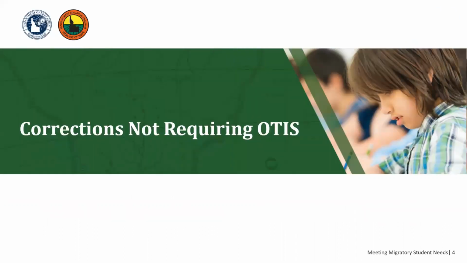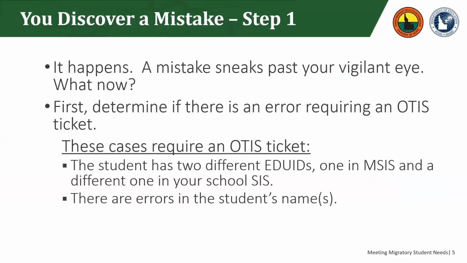There are two kinds of errors that may need correction. The first are those that do not require an Otis ticket to fix. We will talk about those that do require an Otis ticket to correct in a bit. Everyone makes mistakes. We are all human. So what do you do when you find an error on an approved COE? First, decide if you need an Otis ticket. We will cover what to do for errors that do not require an Otis ticket first.